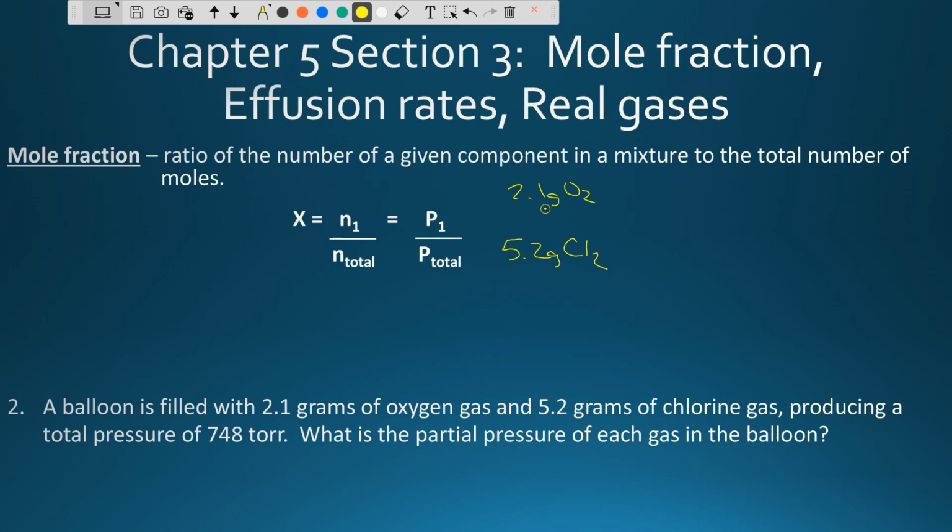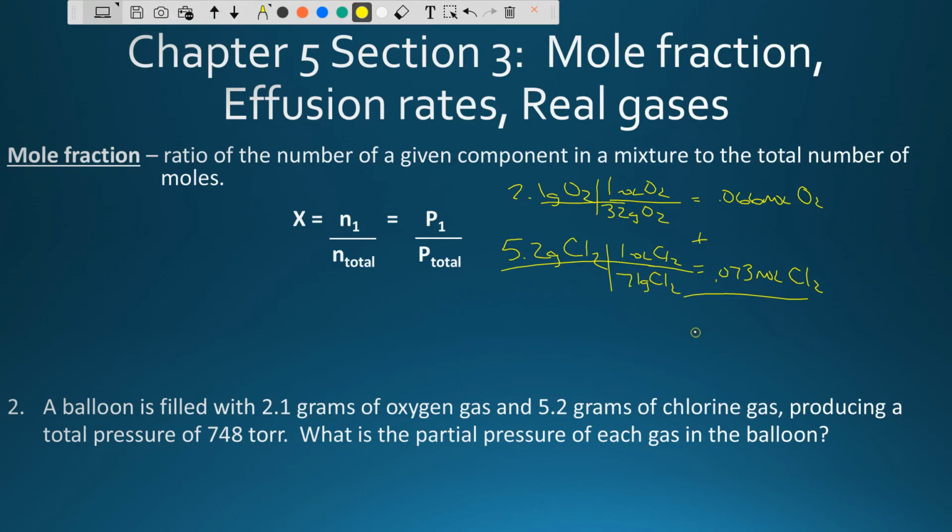Okay, and so if I do that, that's going to be 32 grams of oxygen to 1 mole of oxygen, and that will give me 0.066 moles of oxygen gas. Now, I do that simultaneously with 71 grams of chlorine gas to 1 mole of chlorine gas. That will give me 0.073 moles of chlorine gas. So total in there, I have 1.39 moles total. Okay? So it's 1.39 moles total.